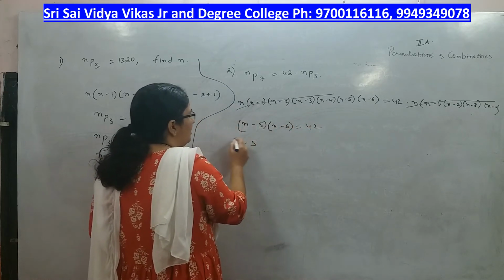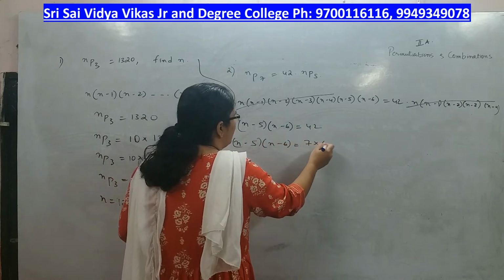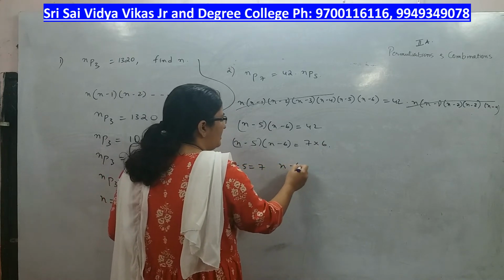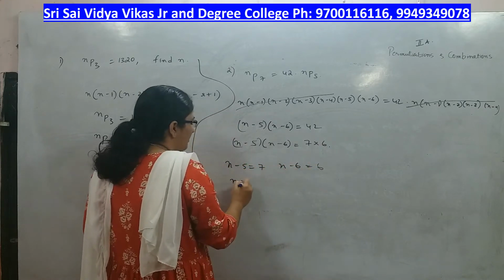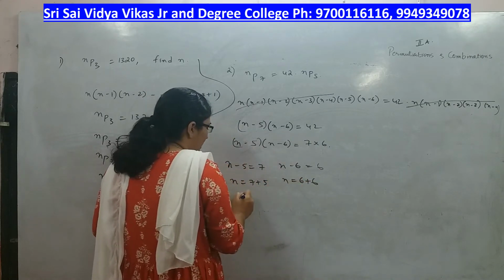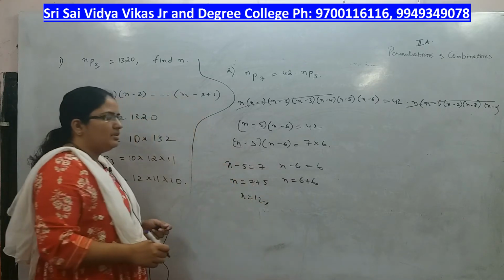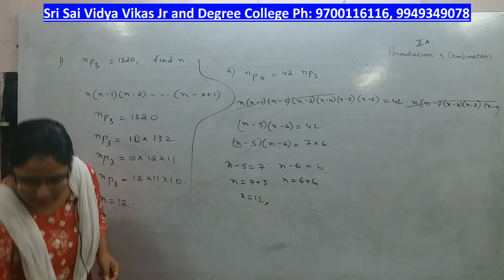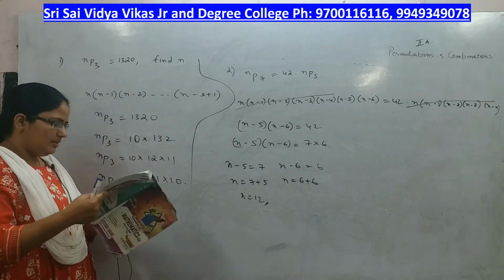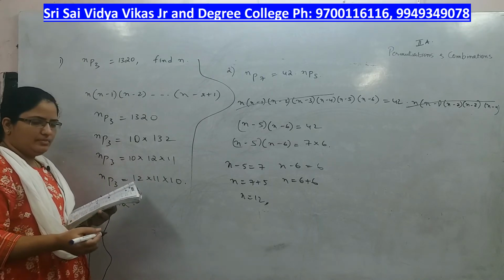(n minus 5) into (n minus 6) is equal to 7 into 6. So n minus 5 is equal to 7 and n minus 6 is equal to 6. n is equal to 7 plus 5, and n is equal to 6 plus 6. So the n value is 12. That's about the n value. Next one.